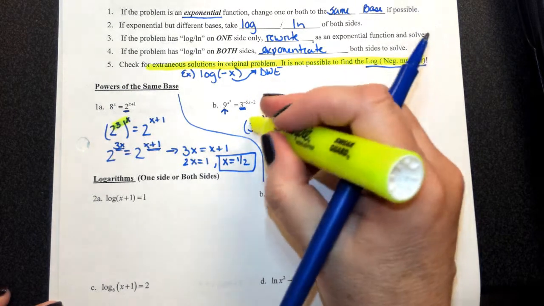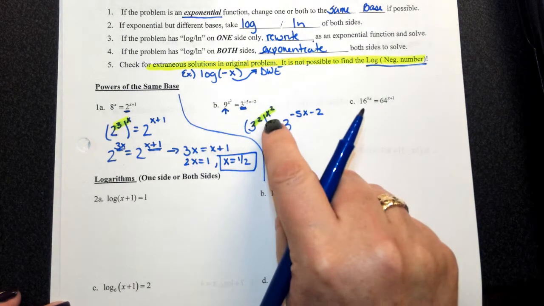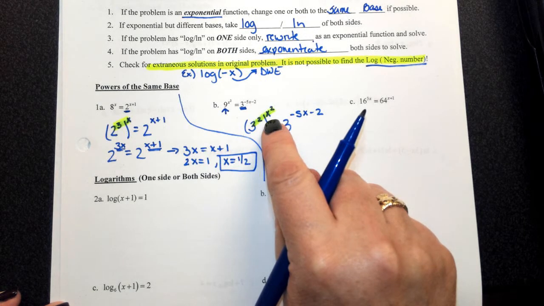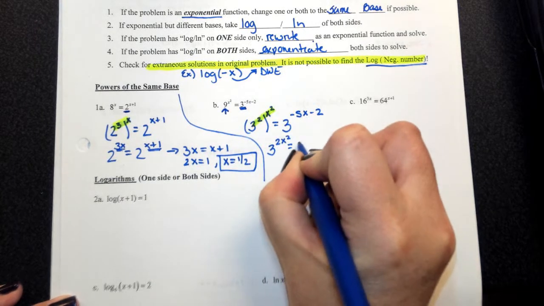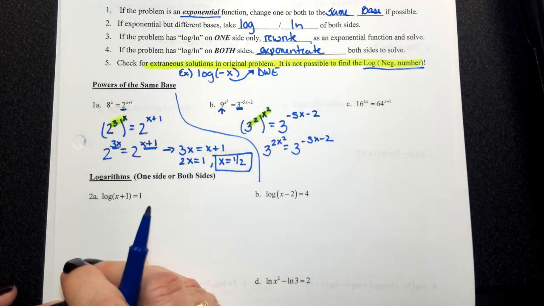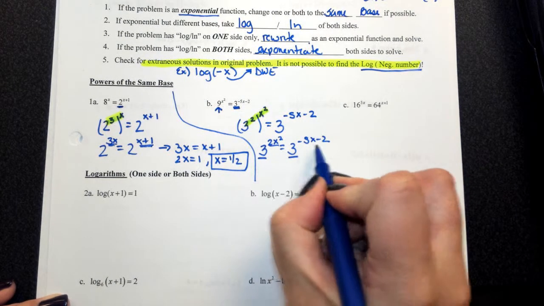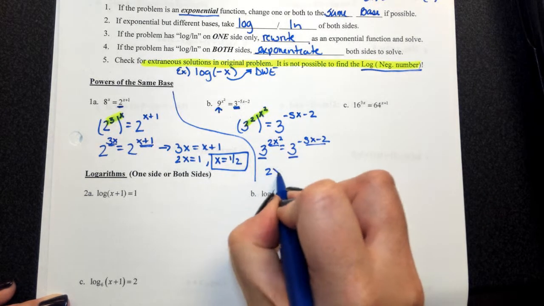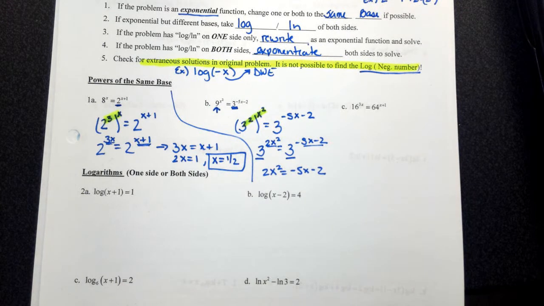Now, you have a power raised to a power. What are your rules for exponents when you have a power raised to a power? Multiply them. So I have 3 to the 2x squared is equal to 3 to the negative 5x minus 2. So now that my bases are the same, I can equate those exponents. So 2x squared is equal to negative 5x minus 2. Oh, good grief. What kind of equation do I have here? It's a quadratic, isn't it?